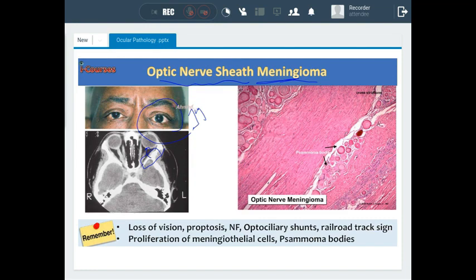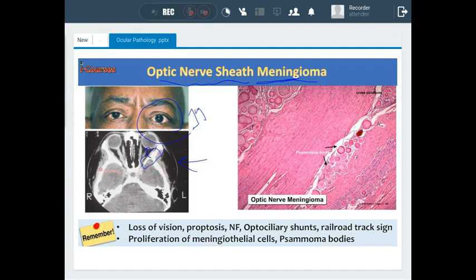It can present with optociliary shunts in the optic disc due to chronic optic disc ischemia, and it can also lead to what's called gaze-evoked amaurosis, meaning that the patient will have loss of vision in specific gazes due to compression by the tumor over the optic nerve.